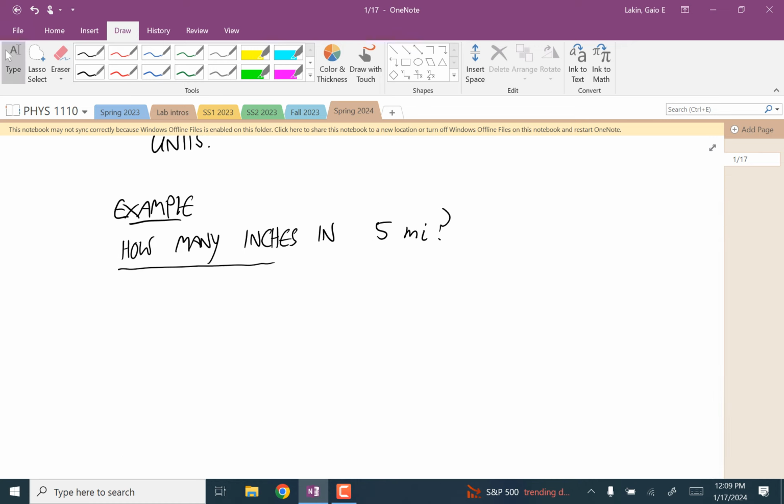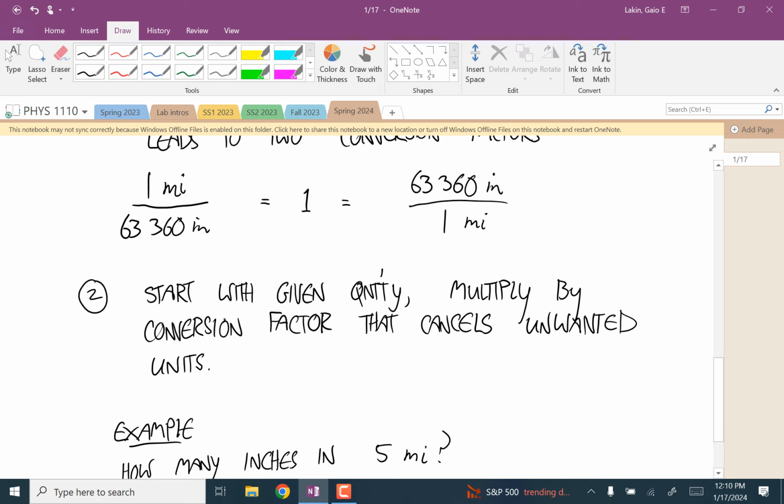Okay, so I'm going to start with 5 miles. Since the unwanted units, miles, are in the numerator, in the top of this fraction, I want to multiply it by the conversion factor that has miles in the denominator, so I can make those cancel out, okay? And you can think of them canceling out exactly the same way as variables in an algebraic equation, okay? You can think of this as 5 times a variable called miles.